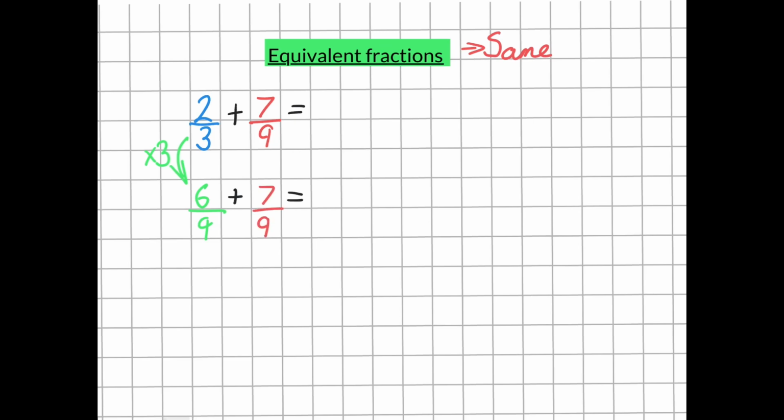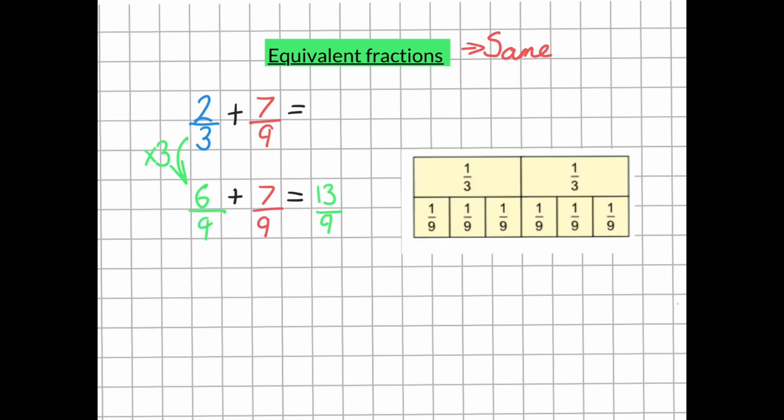When I'm adding fractions with the same denominator, the denominator doesn't change, so I've got 9ths as my denominator for my answer. 6 add 7 is 13, so I've got 13/9. And just to see it again here, we can see 2/3, multiply it by 3 is the same as 6/9.